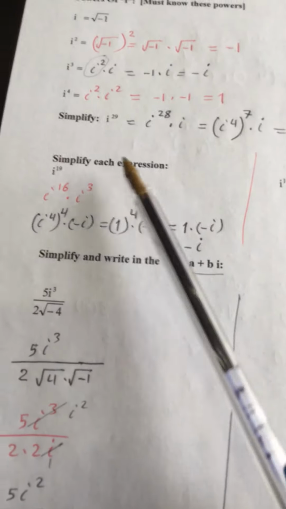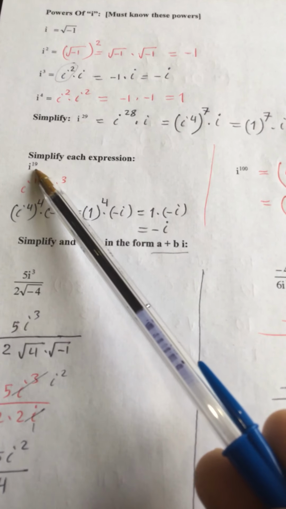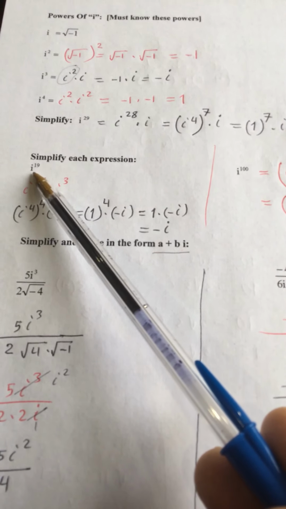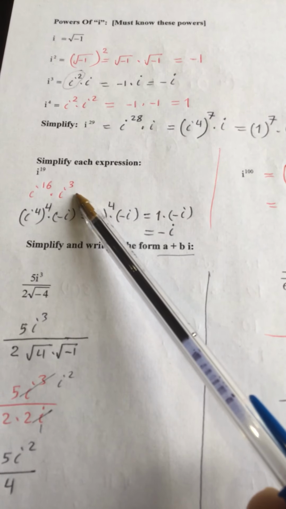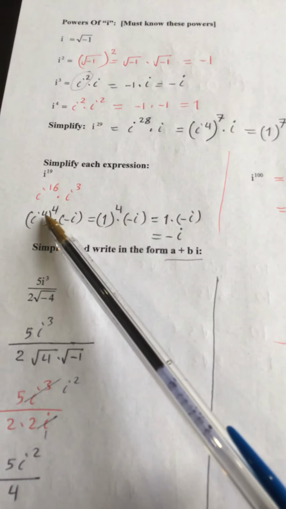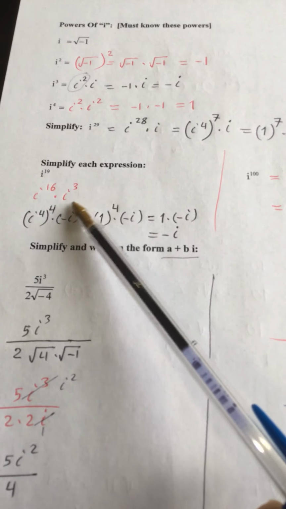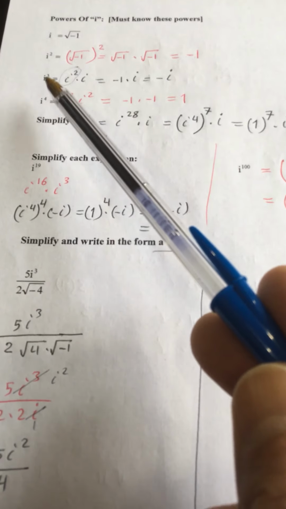Simplify i to the power 19. I need to rewrite 19 using a multiple of 4. So here we have 4, 8, 12, 16. So we can rewrite it like i to the power 16 times i cubed. So 16 is i to the 4 raised to the power 4, times i cubed. i cubed equals what? Equals negative i. Look here, i cubed is negative i.